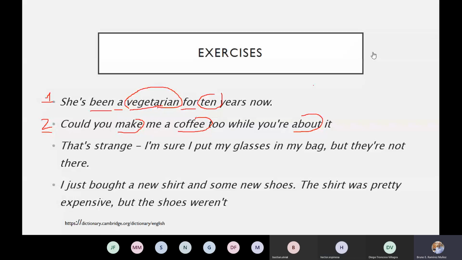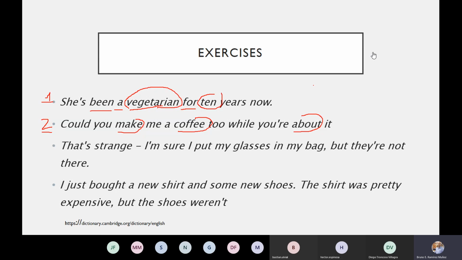Absolutely. It depends on the context, right? As you mentioned, and it's a very important aspect that I want to highlight, it depends on the intention of the speaker, and depending on the speaker, the emphasis is going to be given to one specific word in a sentence. I'm sure I put my glasses in my bag, but they are not there. In my humble opinion, I would emphasize the word not, because I'm sure I put my glasses in my bag, so I expect the glasses to be in my bag, but they are not there.